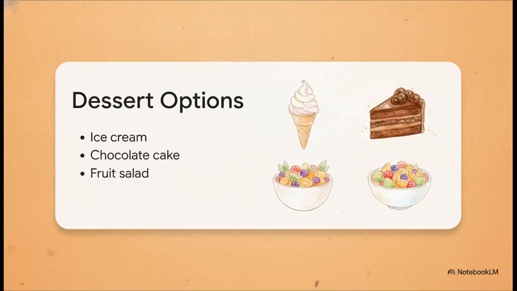So when asked, the waiter responds with a quick list of choices: ice cream, chocolate cake, and fruit salad. And just as a fun, delicious little detail from our source text, our customer successfully ordered the chocolate cake, specifically noting that it looks sweet and nice.